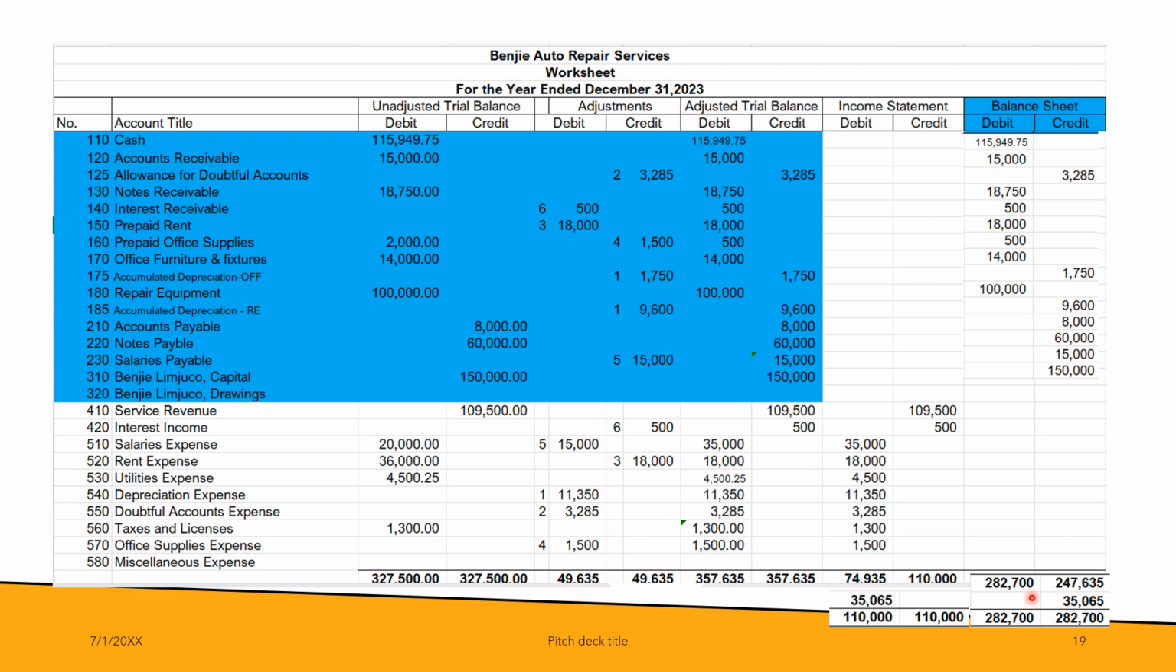Since 282,700, your debit, is more than your credit, that means the difference is attributed to profit or net income. And if you get the difference, this is also 35,065, the same difference in your income statement column. So we attribute that as profit or net income.